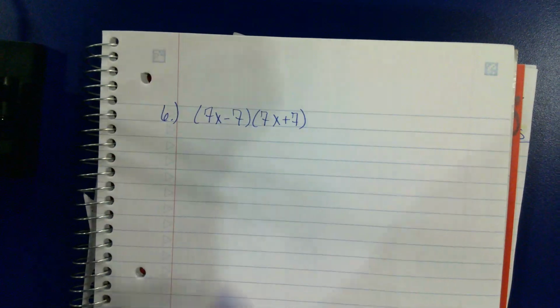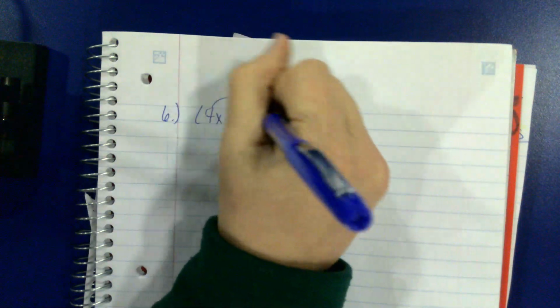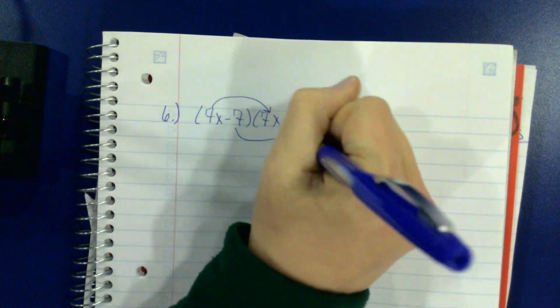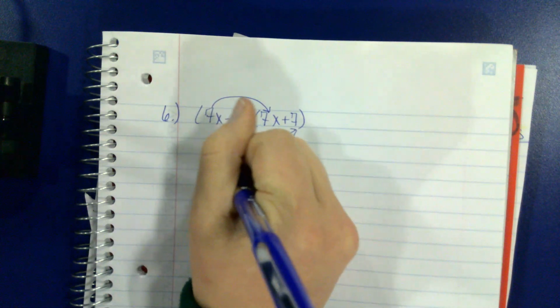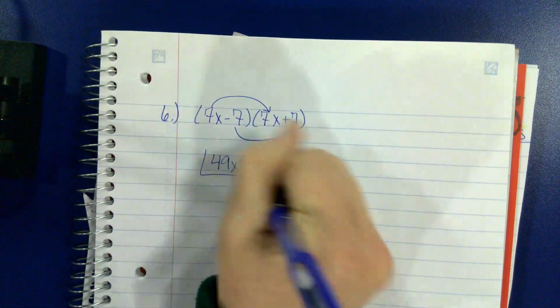Okay, so once again we're looking at two binomials that are identical except for their opposite signs. So we can multiply the first and the last terms. And that is our solution.